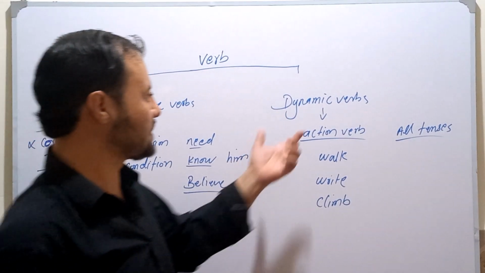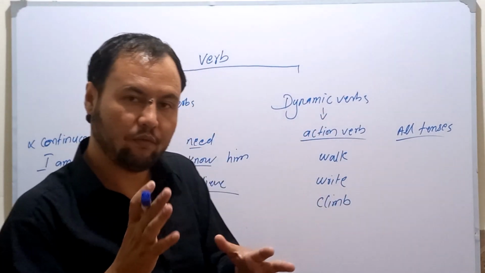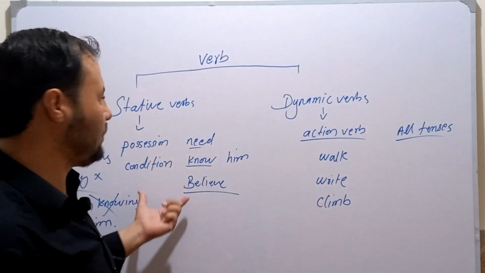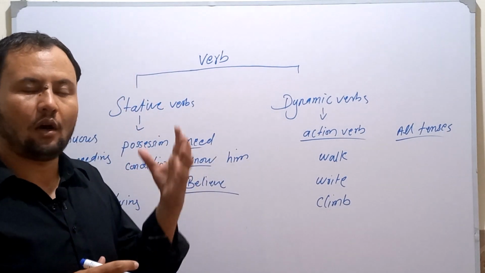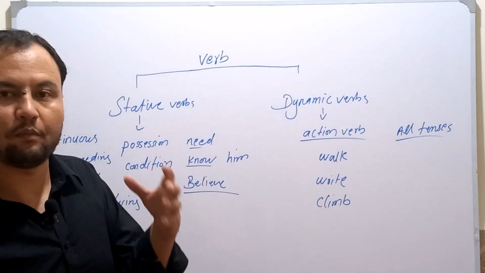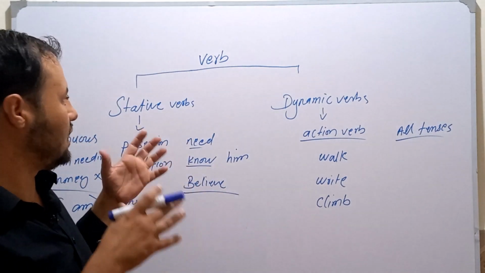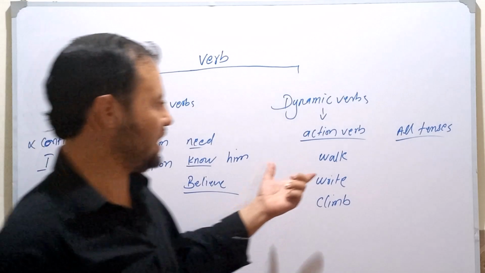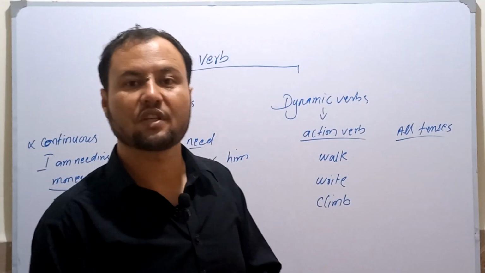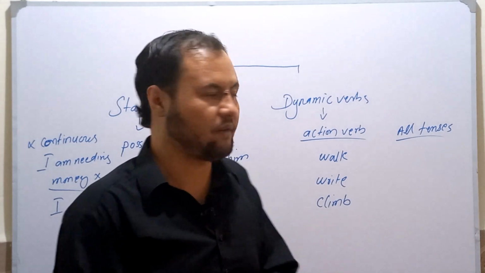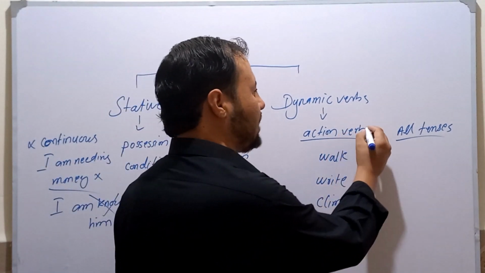Now dynamic verbs, what are dynamic verbs? The number of dynamic verbs is more. Stative verbs are very few. All the auxiliary verbs and verbs of perception are used as stative. The number of stative verbs is less. Most of the verbs are dynamic. So dynamic verbs are the verbs in which physical action is performed. We call them action verbs also.